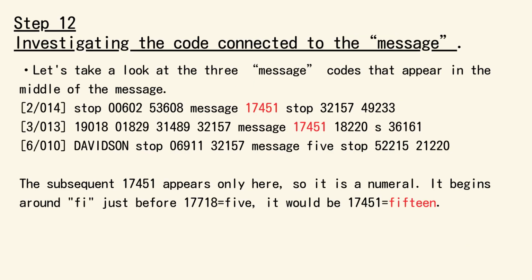Step 12. Investigating the code connected to the message. Let's take a look at the three message codes that appear in the middle of the message. The subsequent 17,451 appears only here, so it is a numeral. It begins around Fi just before 17,718 equals 5, it would be 17,451 equals 15.